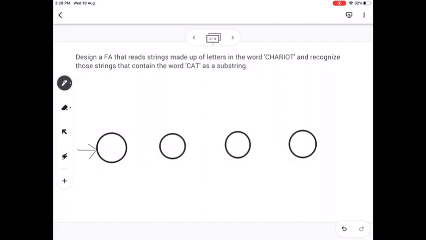So, very first step to start with drawing a transition graph is to mark one initial state. So, we always start with initial state. I will label this as Q0. This is my first state. So, I have to recognize CAT as a substring. So, first I will draw for CAT. Okay. Now, for every state I will try with all remaining inputs, that is all the letters from chariot.